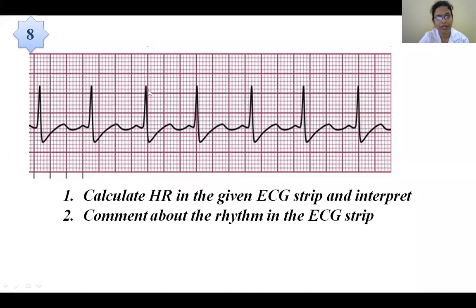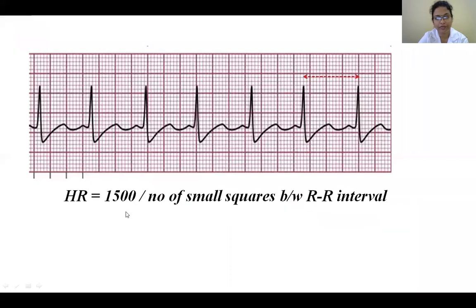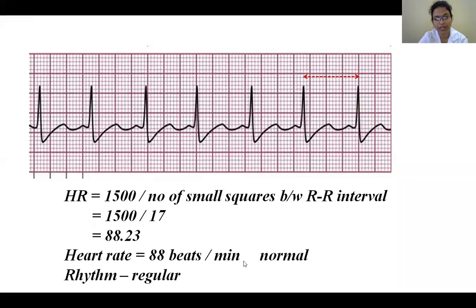Now, for the heart rate, again, choose a wave which corresponds on the thick line over here. So you start counting from here to here, it comes as 17 because 1, 2, 3 boxes and here 2. So 1500 divided by 17 is 88.23. So again here, the heart rate is within normal limits.